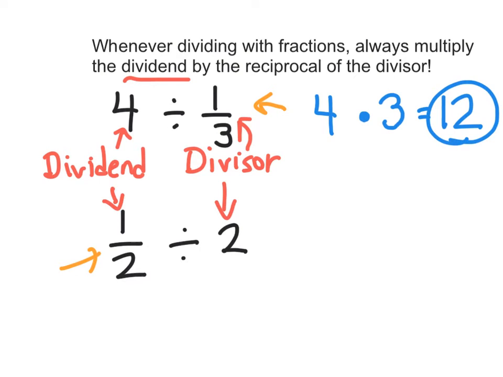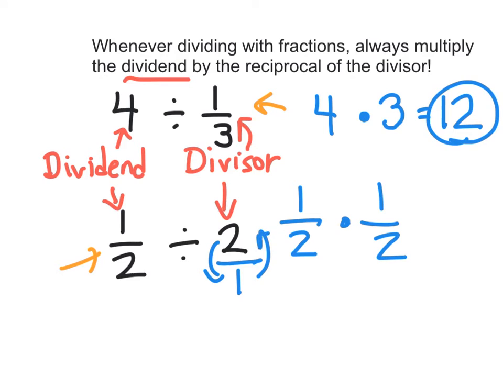The second example, 1/2 divided by 2. Okay, the dividend is 1/2, so that doesn't change. But the division becomes multiplication. And then the 2, I'm going to write the reciprocal of 2. Well, the reciprocal of 2 is 1/2, because 2 over 1 would be 2 as a fraction. So if I flip the numerator and denominator around, that becomes 1/2. So the answer to this second example would be 1/4.